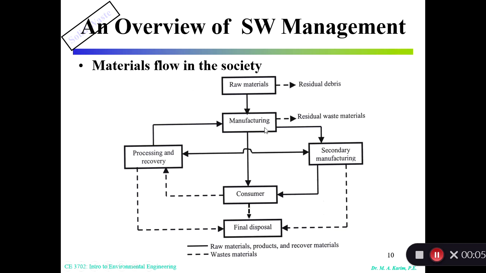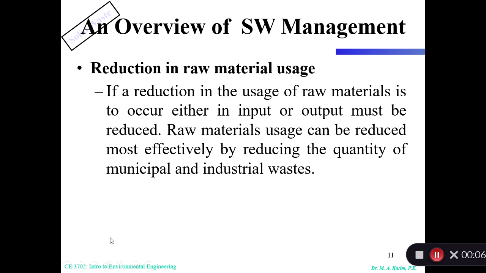Looks like raw materials may be coming from any source. Residual debris goes as waste, and then it goes to the manufacturer. Some part becomes this, then it can go to a secondary manufacturer. Then from here it goes to the consumer. Then it could be some kind of waste, goes to recovery, it is processed, and from here it goes to the manufacturer again. And here could be some of the final disposal too. And from secondary manufacturing, it can go to the final disposal. So this is the materials flow in the society that happens.